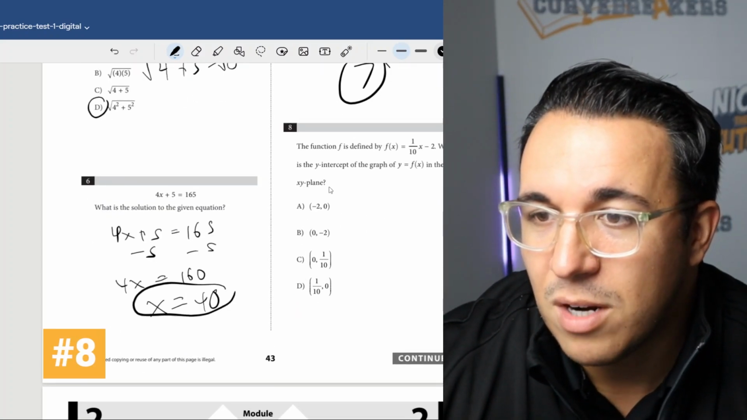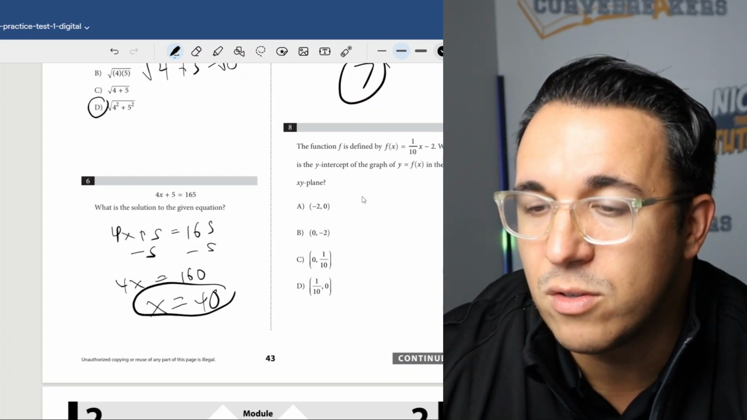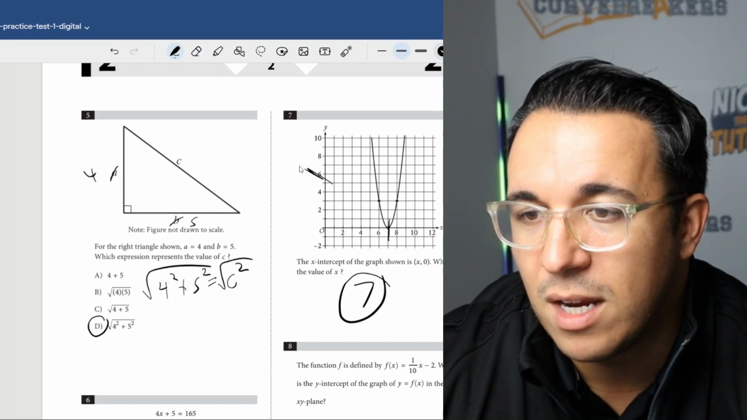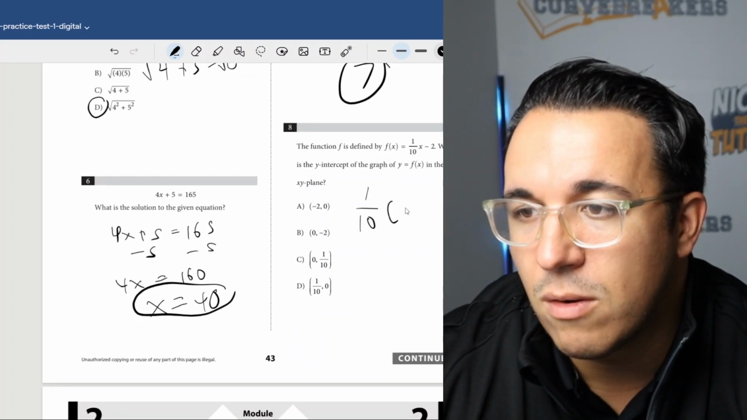All right, let's look at number 8. The function f is defined 1 over 10 x minus 2. What is the y-intercept? So on a graph, when we just go back up here, the y-intercept, right, is where x equals 0. So what we have to do is put in 0 for x.